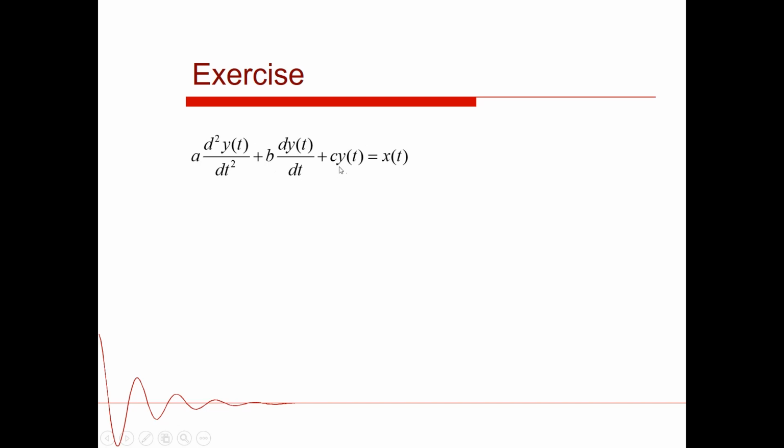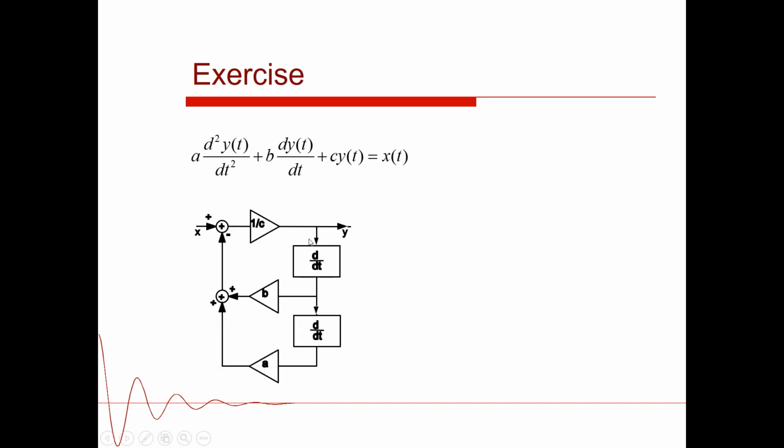So we get c times y is x minus a times the double derivative of y minus b times the derivative of y. So x minus a times d squared y dt squared minus b times dy dt, and that equals c times y. So how do we get y? Well, by multiplying that complete expression by 1 over c.